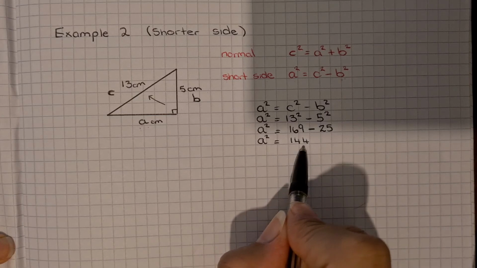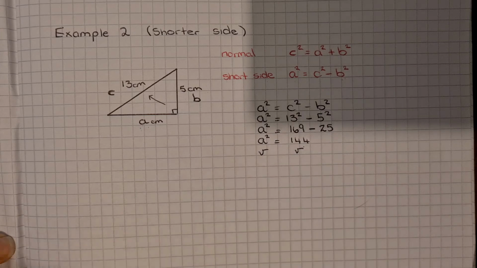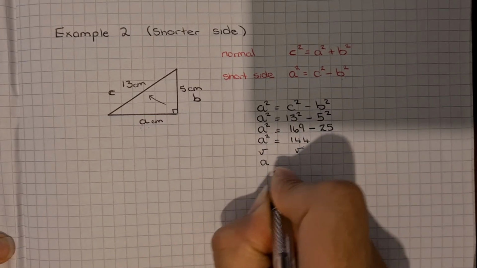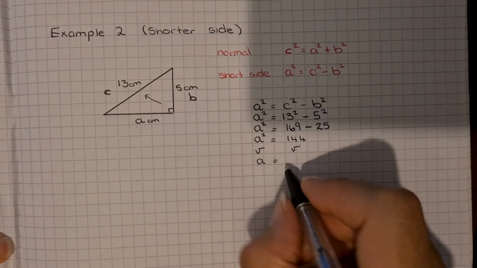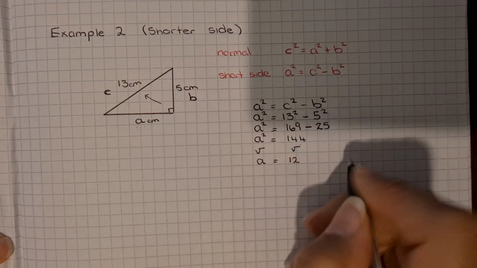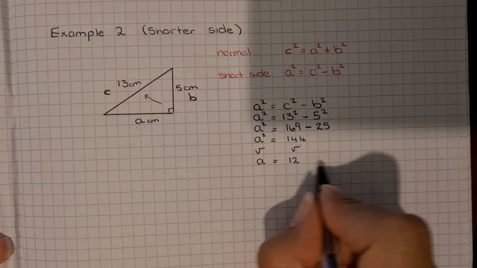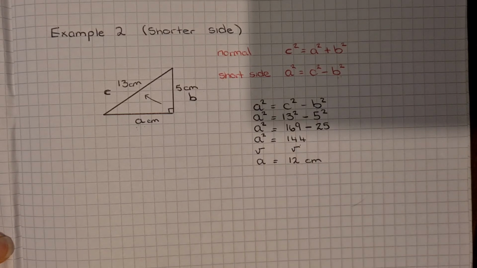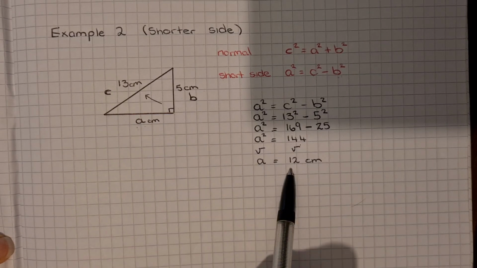And once you get to here, it's the same as before. You need to square root both sides of the equation, so that gets rid of the little square sign on this side. So we're left with a. And the square root of 144 is 12. Again, you might need to put it into the calculator depending on what the number is. If you get decimal points, put them in and then round it on the next line. But this one worked out nicely as well. So that means that this missing side is 12 centimetres.